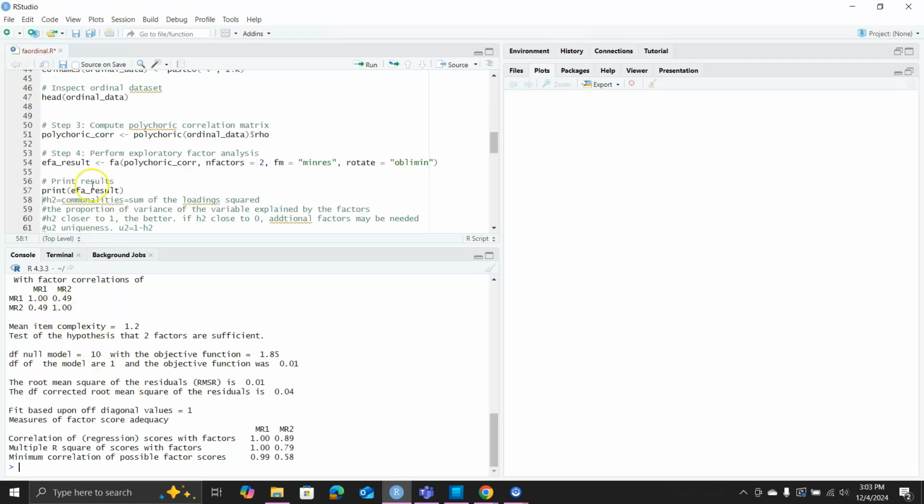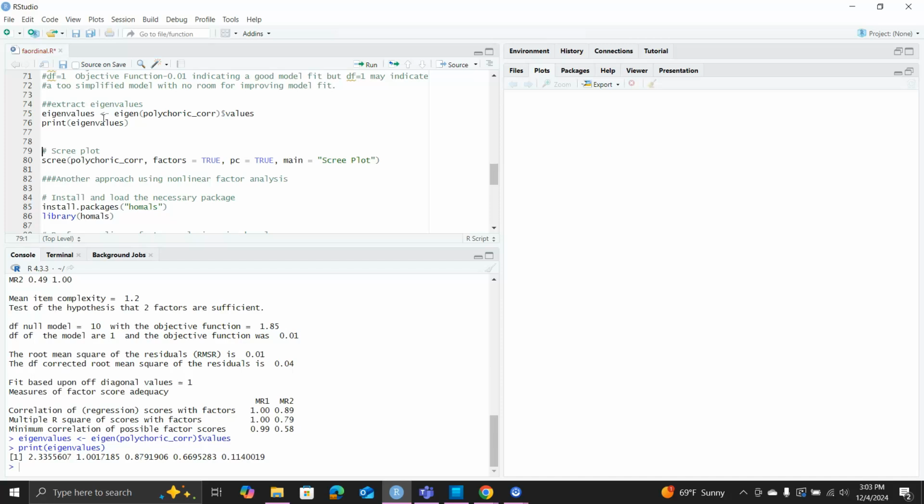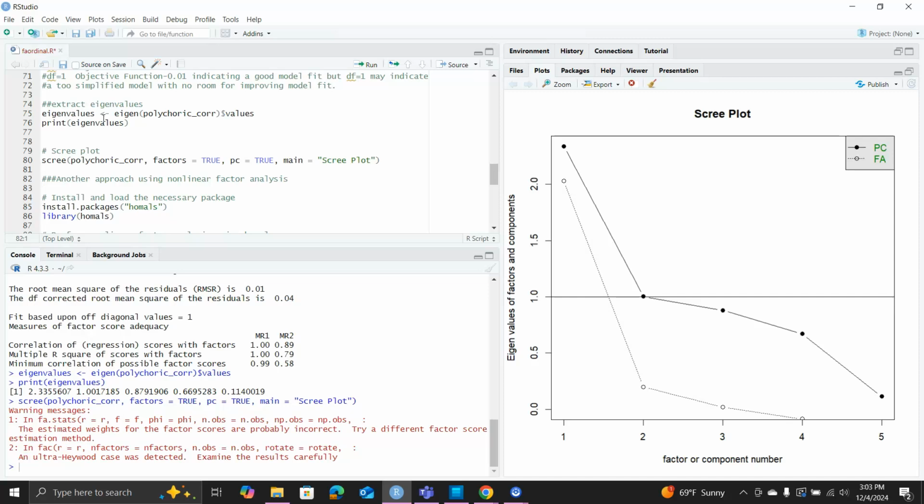Okay. So if you want to look into more information, for example eigenvalues, or you want to create some plots, for example this scree plot for both the principal component and factor analysis, it also indicates 2 factors is pretty good. Okay. All right. I want to move on to the second method, which is using nonlinear factor analysis, using a library called HOMALS.